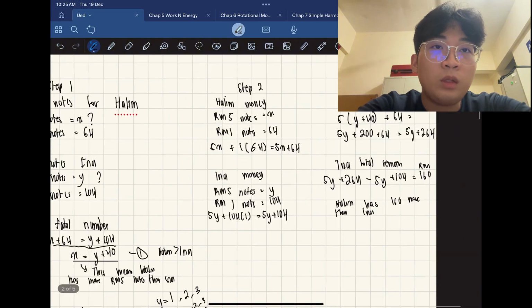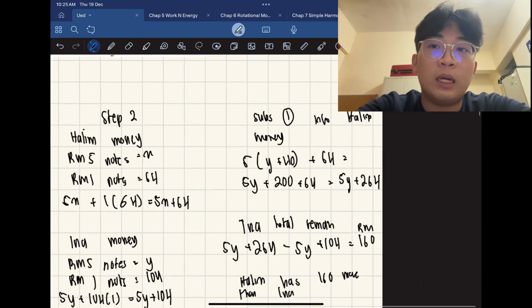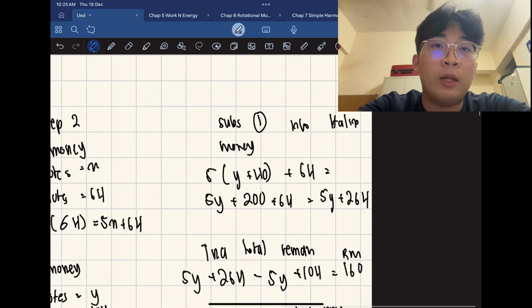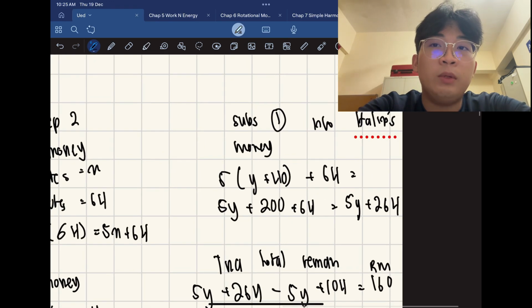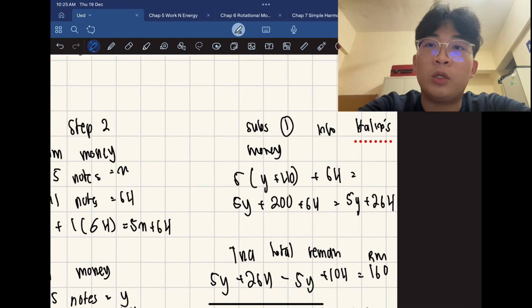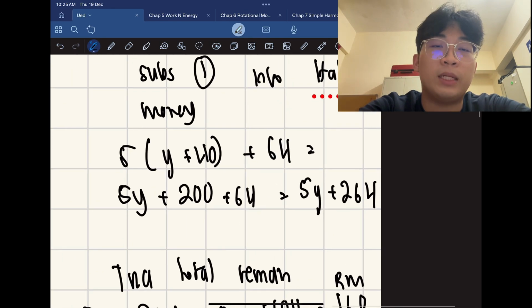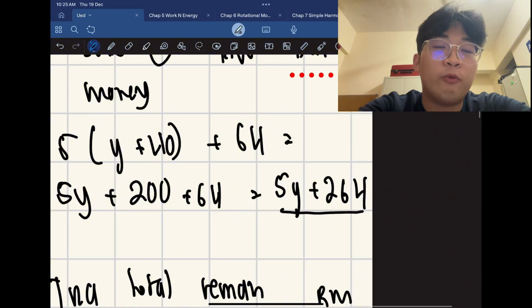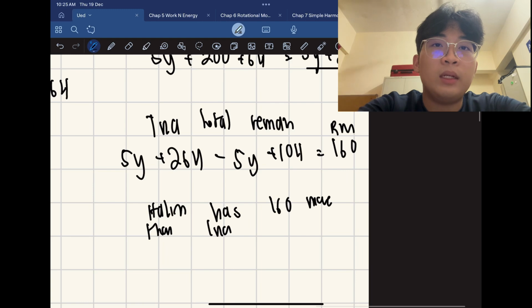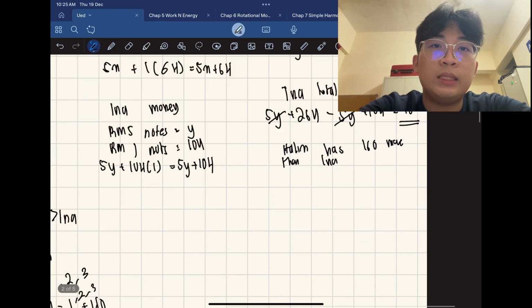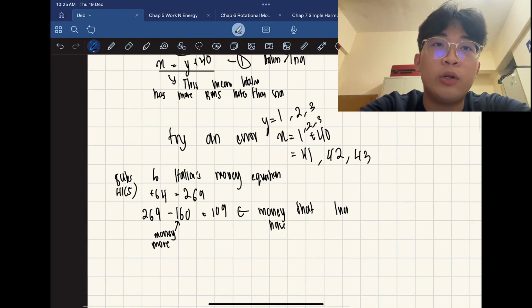We take the equation from before, and we substitute equation 1 into Halim's money because we stated that X is equal to Y plus 40, so we get 5Y plus 264. So the difference is 5Y plus 264 minus 5Y plus 104, which is equal to 160. So we can see that Halim has 160 more than Ina.